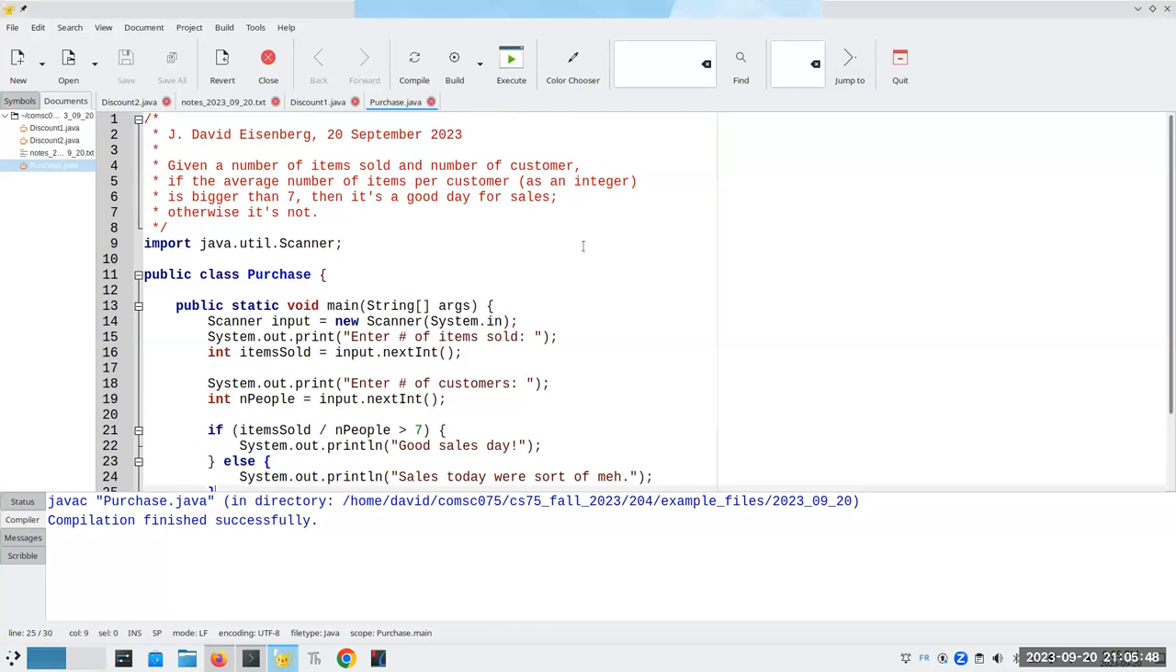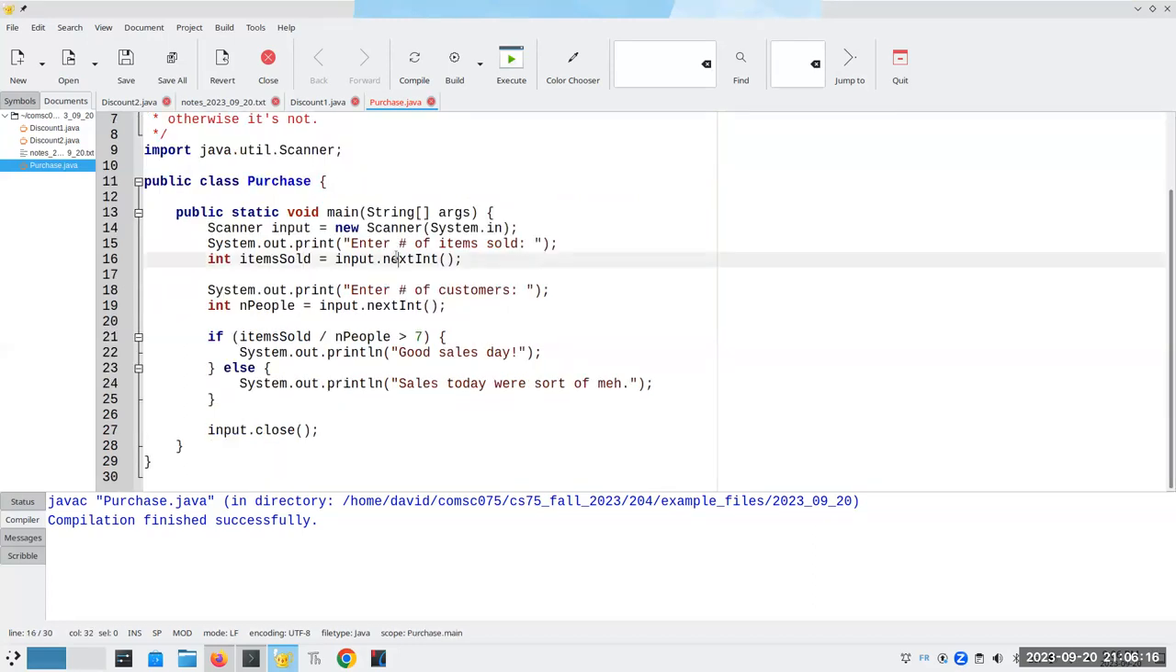Okay, here's the program. We're going to ask for a number of items sold and the number of customers. Make the English correct here. And if your grammar is not correct, I'm really not going to take off points for that. But I like to have my grammar correct, if at all possible. So we're given a number of items sold and the number of customers. If the average number of items per customer as an integer is bigger than seven, then it's a good day for sales. Otherwise, it's not. So I'm asking for the integer, number of items sold, number of people. And if the items sold divided by the number of people is greater than seven, then it's a good sales day. Otherwise, sales today were sort of meh.